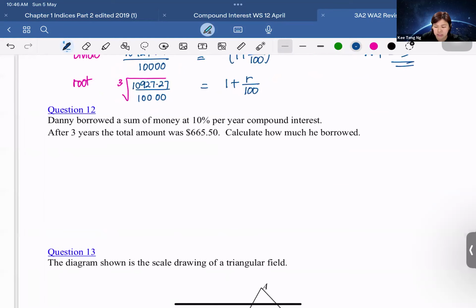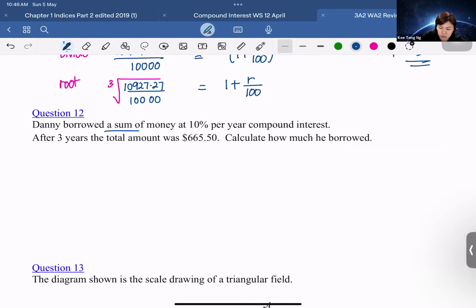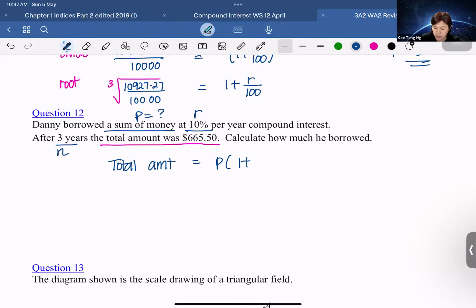Okay, Danny borrowed a sum of money. They do not know what is the original amount. So P is a question mark. 10% is my interest rate. Then they say after 3 years, so my time period T or N is 3 years. This is the total amount now, right? Is how much have you borrowed? So I'm going to use my formula. Remember, the formula is total amount equals to P bracket 1 plus R over 100 power N.